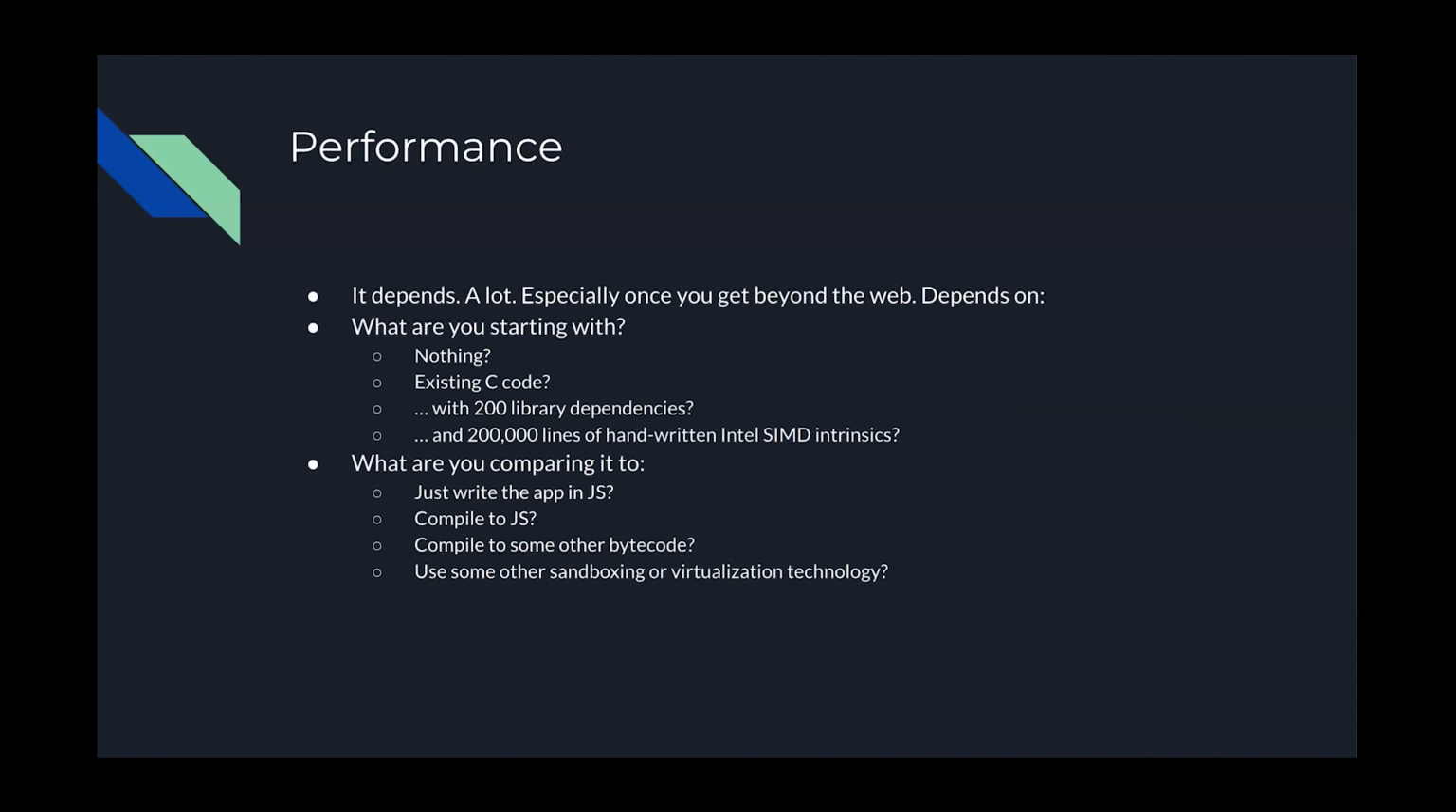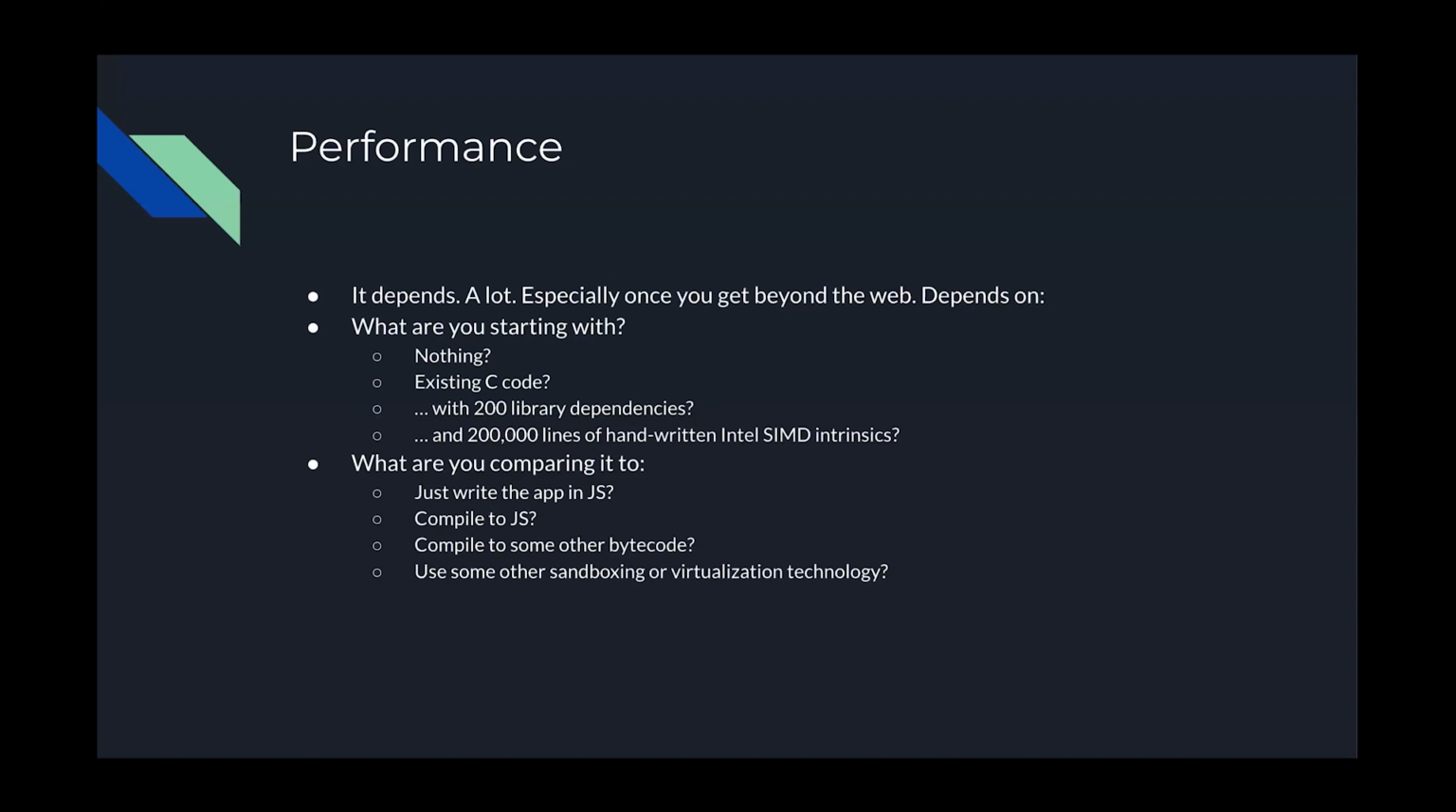So I hear that you all are very interested in the performance of WebAssembly. And I have some bad news, which is that there's no one answer for is WebAssembly fast. It depends on a lot of things, especially once you get beyond the web. And it depends on things like what are you starting with? What kind of code do you need to bring? Is it greenfield code that you are going to start writing now? Or do you have a large 30-year-old existing code base? Does it have a bunch of library dependencies that you will need to port?